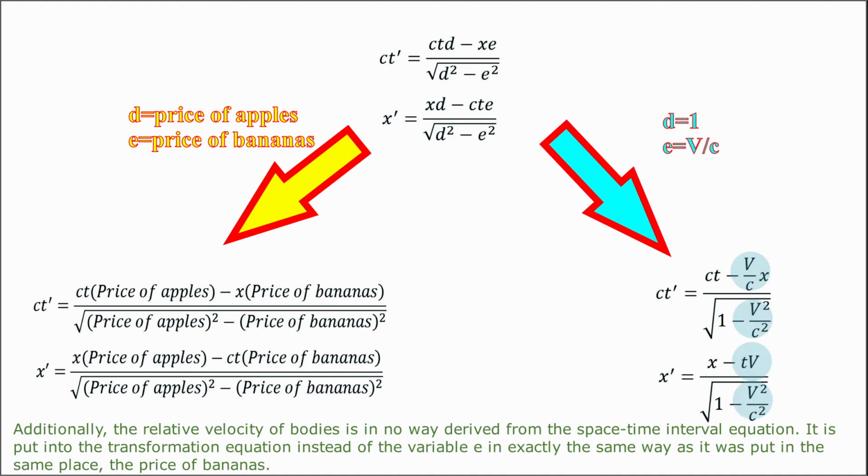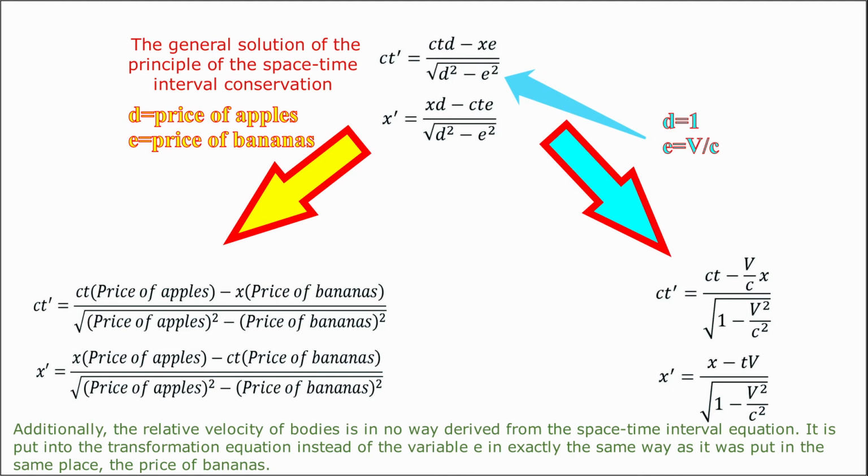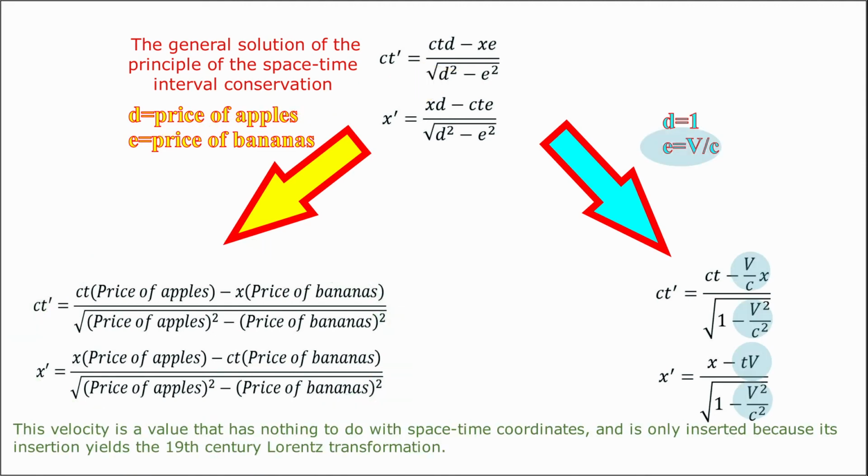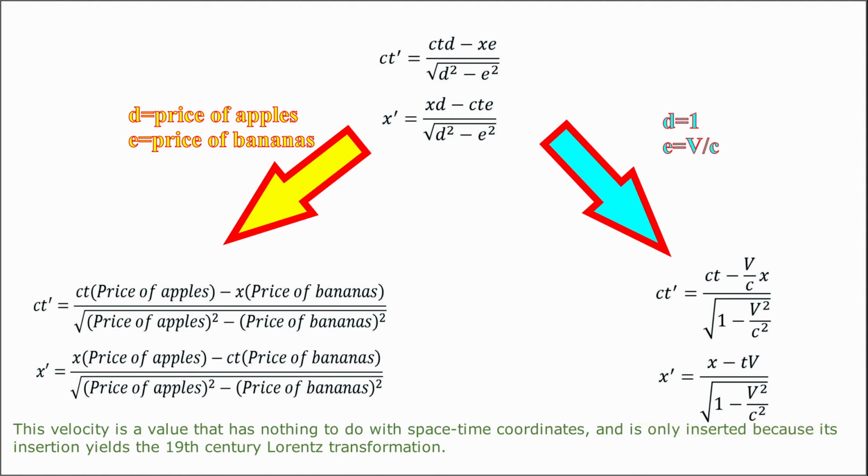Additionally, the relative velocity of bodies is in no way derived from the space-time interval equation. It is put into the transformation equation instead of the variable e, in exactly the same way as it was put in the same place the price of bananas. This velocity is a value that has nothing to do with space-time coordinates and is only inserted because its insertion yields the 19th century Lorentz transformation.